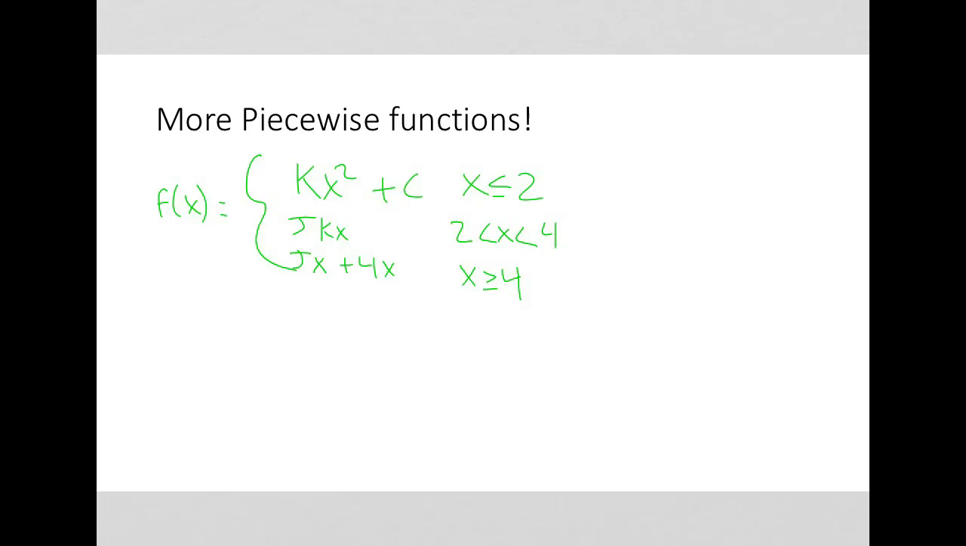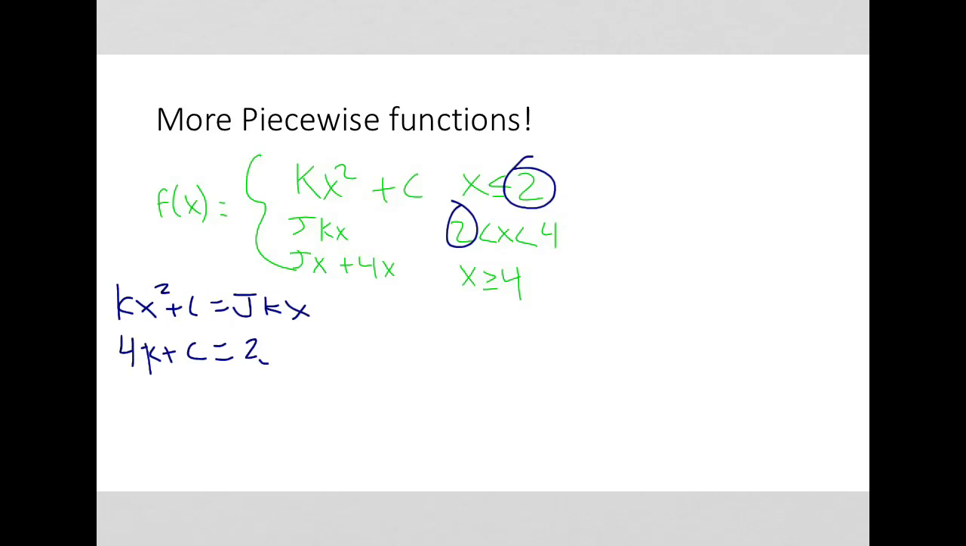So now same idea, except we have 3 branches. So we're going to do the same thing, but at both x values. So first set of equations, you're going to get kx squared plus c equals jkx. And we're going to do that at the x value of 2. So we're going to get 4k plus c equals 2jk, and I'm going to leave that for now.